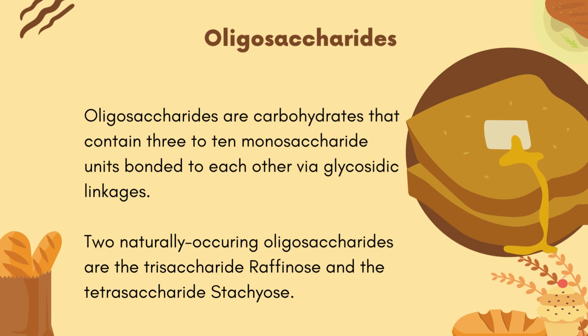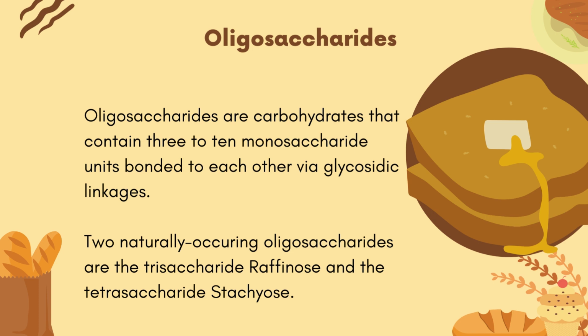Okay, so we're done with the disaccharides, the two monosaccharide carbohydrates. Let's now go to oligosaccharides. What are oligosaccharides? Now, oligosaccharides are carbohydrates that contain 3 to 10 monosaccharide units bonded to each other via glycosidic linkages. Again, when a carbohydrate is composed of 3 to 10 monosaccharide units linked to one another, that is an oligosaccharide. Now, two naturally occurring oligosaccharides are the trisaccharide raffinose and the tetrasaccharide stachyose.